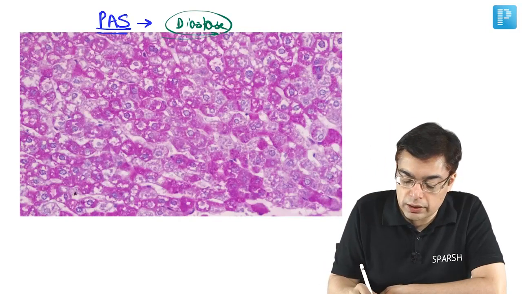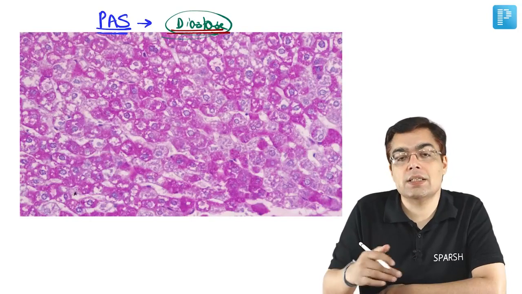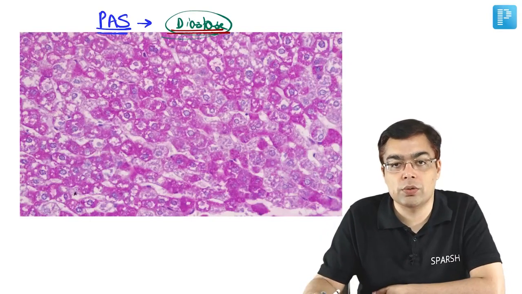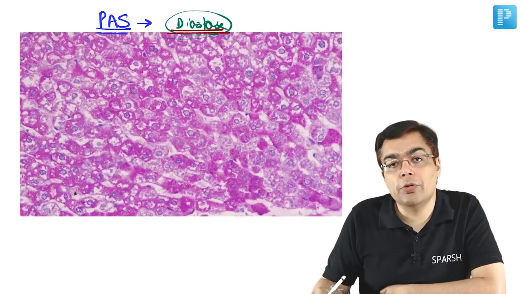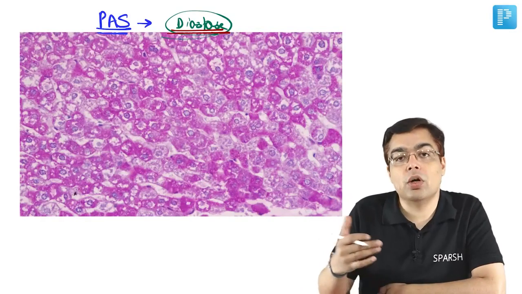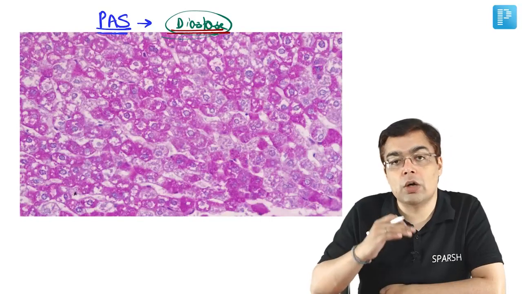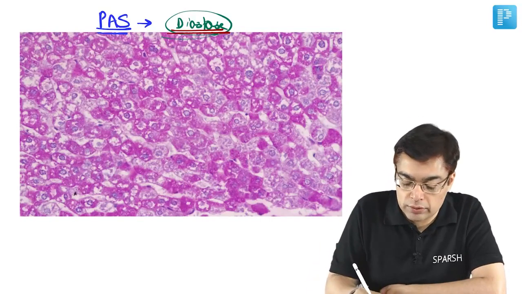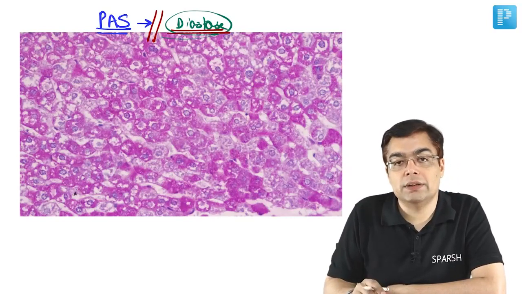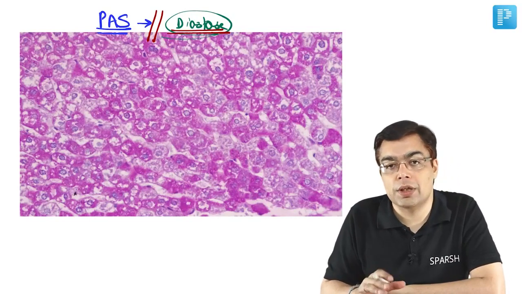Suppose we initially use diastase. Diastase is going to cause a dissolution of the glycogen, and after using diastase, if you use PAS, you are going to find that PAS would not be able to pick up the glycogen because it has been degraded, it has been broken down. Therefore both of them are used together so far as detection of glycogen and the confirmation is concerned.